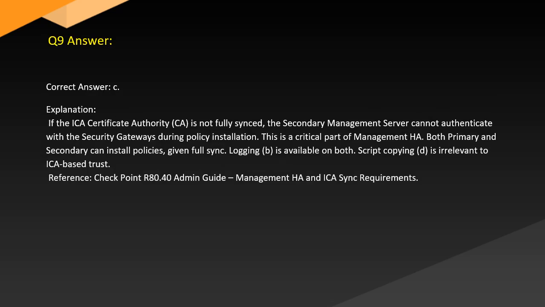Answer. Correct answer, C. Explanation. If the internal certificate authority, the ICA, is not fully synced, the secondary management server cannot authenticate with the security gateways during policy installation. This is the critical part of management high availability: both primary and secondary can install policies given full sync. Logging, B, is available on both. Script copying, D, is irrelevant to certificate-based trust. Reference: Check Point R81 Admin Guide, management high availability and sync requirements.